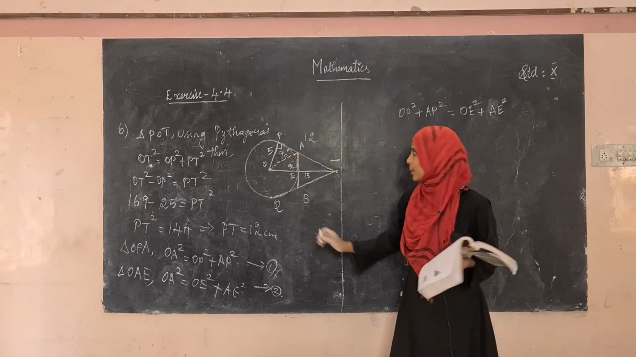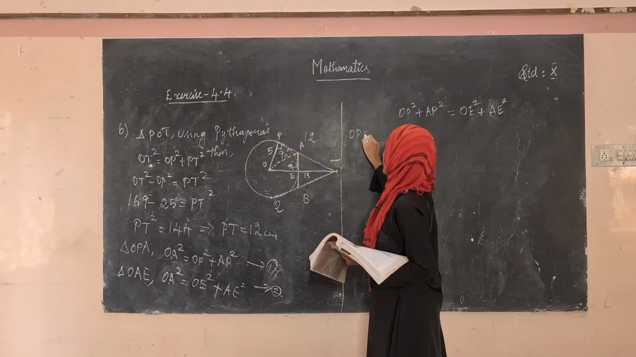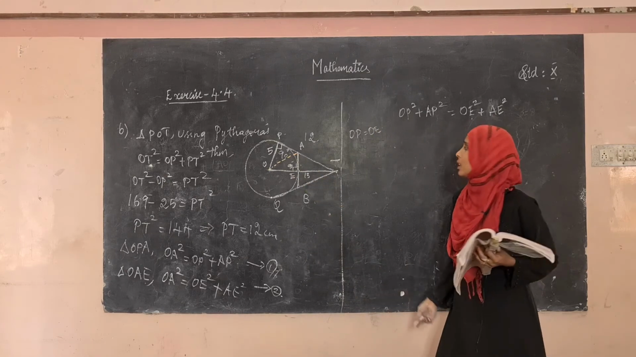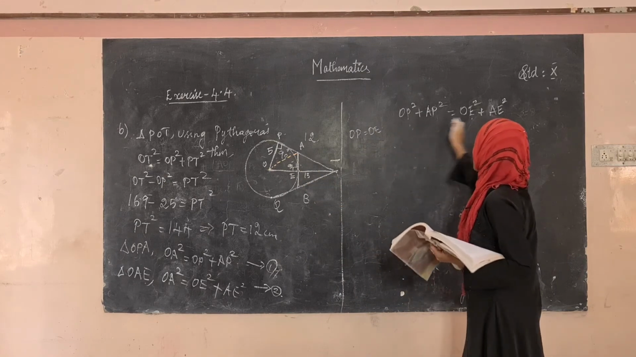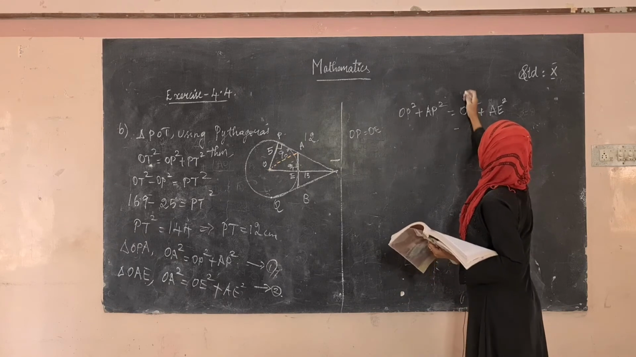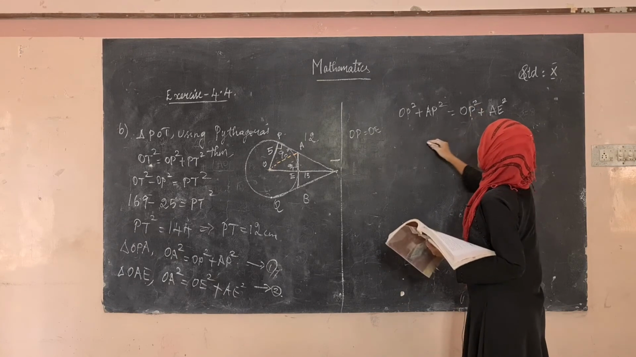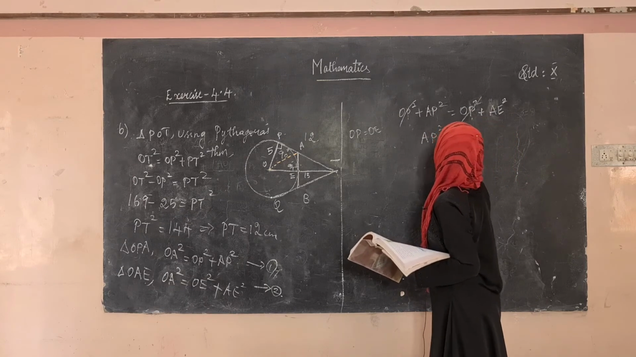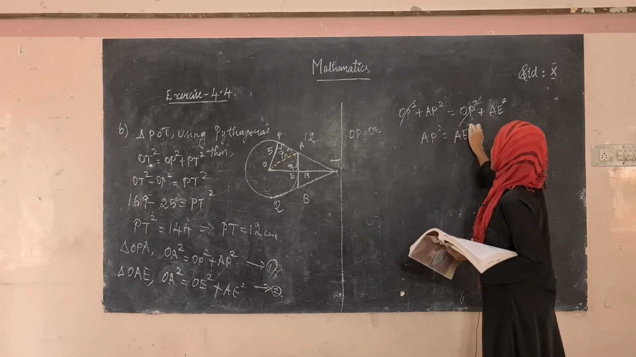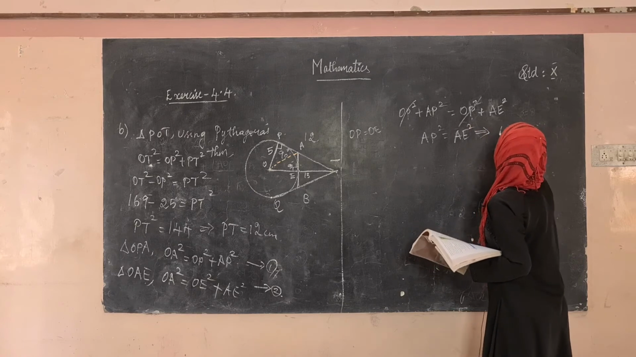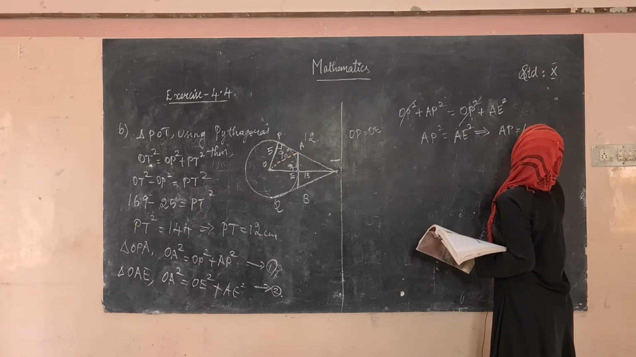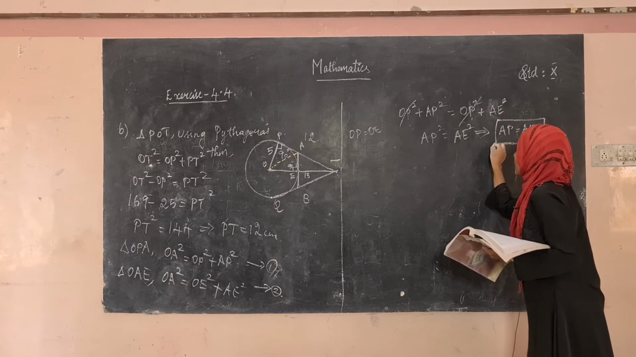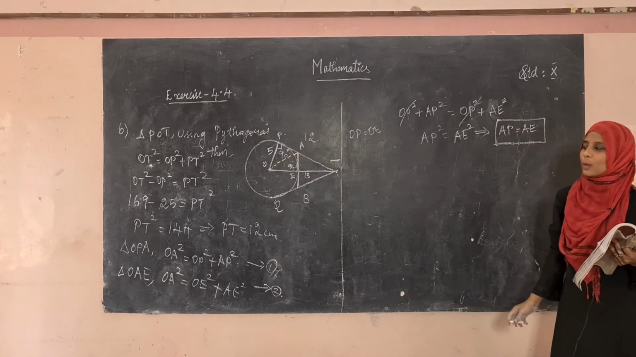See here, OP and OE are the radius. The radius will be the same, right? OP will be equal to OE. The radius is 5 centimeter. So, instead of OE square, we can write OP square. So these get cancelled. The answer is AP square is equal to AE square. On taking square root, you will get AP is equal to AE. So, this is the condition that we are going to use here.